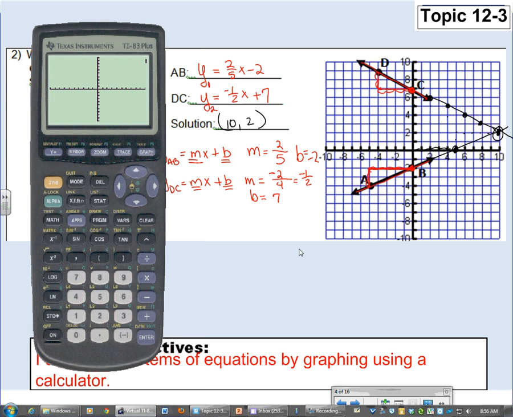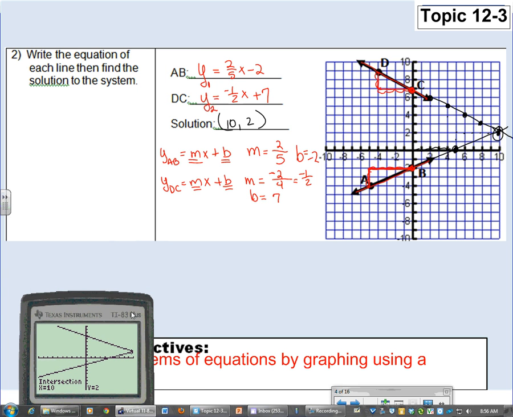Again, we want to graph. We'll see it does look like our graph. We can actually see an intersection, but let's calculate. So we'll do second trace, number 5, enter 3 times. 1, 2, 3, and our intersection is 10, 2.